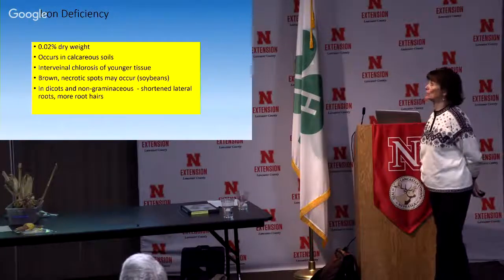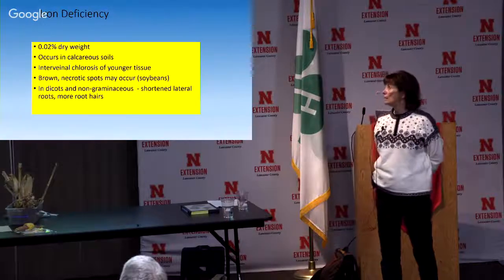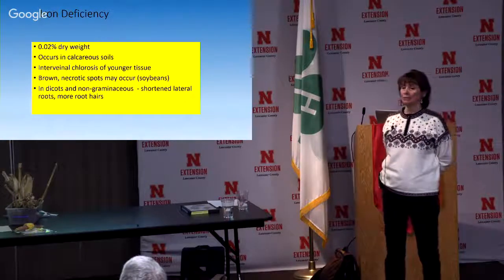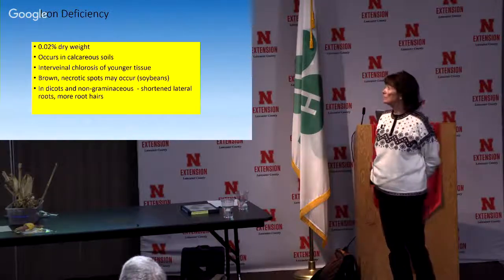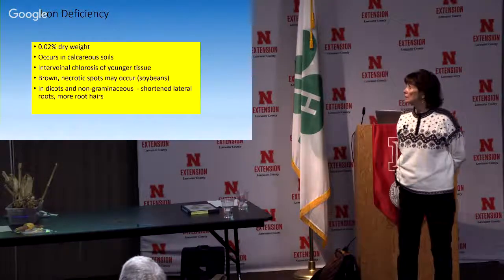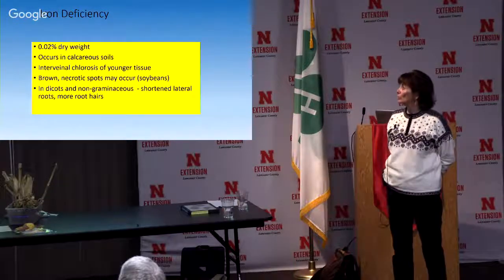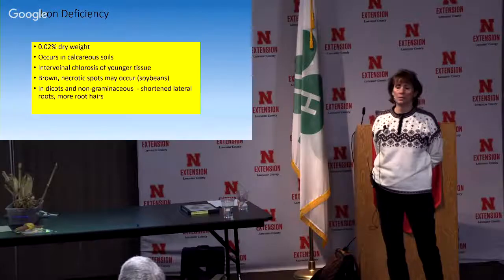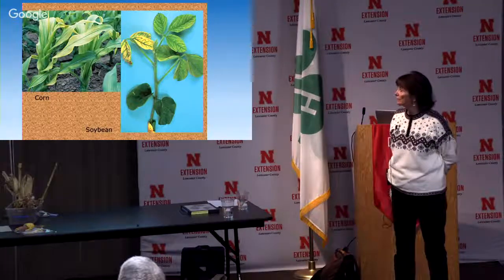Interveinal chlorosis, younger tissue. Okay, it's at the top. It's in soybeans. Sometimes it comes in as brown necrotic spots. It also affects the root hairs, shortened lateral roots and more root hairs, which is probably why it has a different response in soybeans. What does it look like?